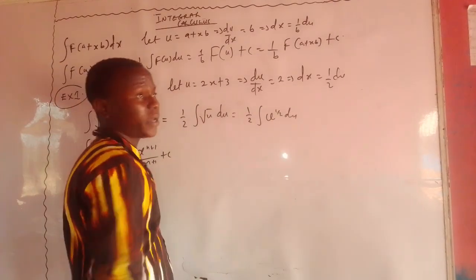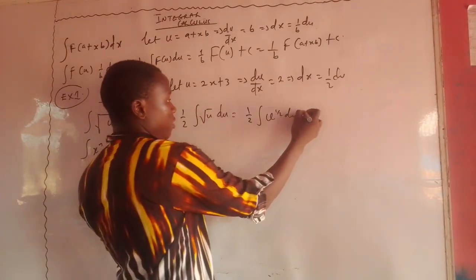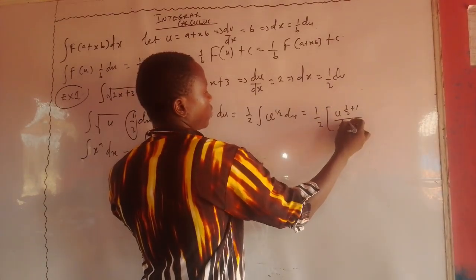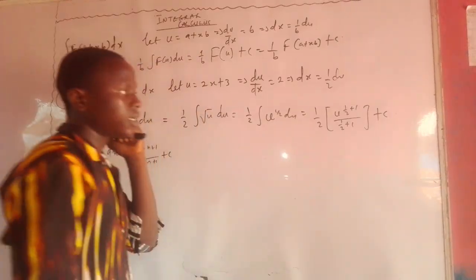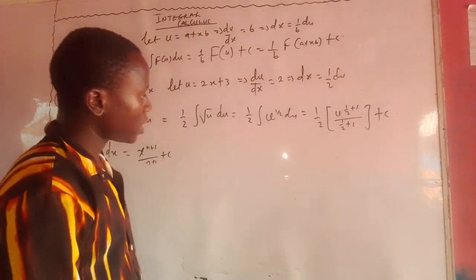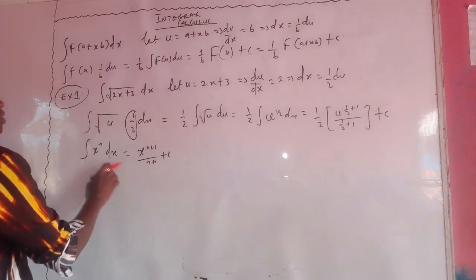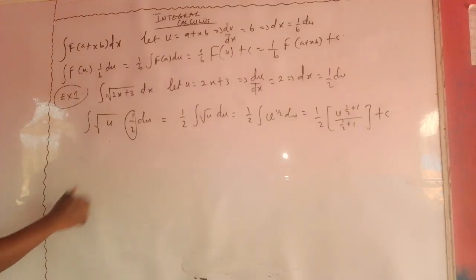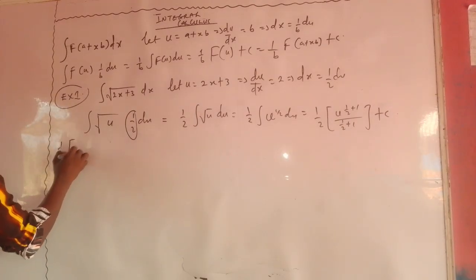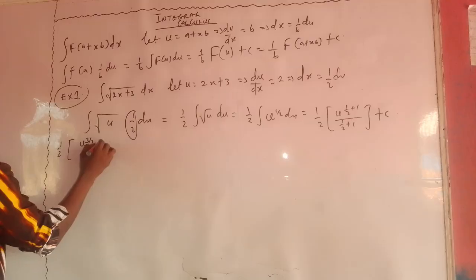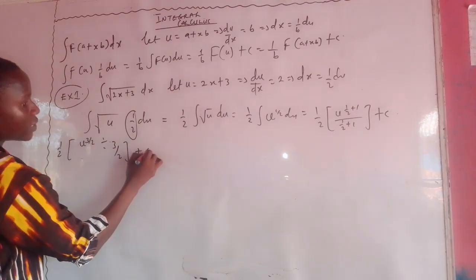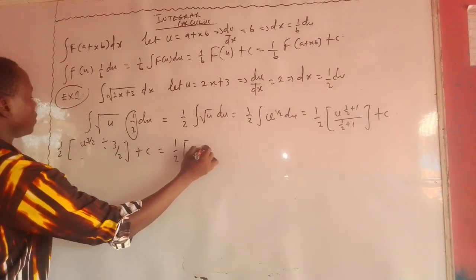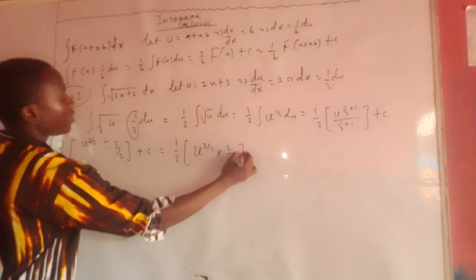So you apply the formula here. You're going to have 1 over 2, then u raised to the power of 1 over 2 plus 1, over 1 over 2 plus 1, plus your constant c. Then 1 over 2 plus 1 should give us 3 over 2. So we have 1 over 2, then u raised to the power of 3 over 2, divided by 3 over 2, plus c. This will give us 1 over 2, then u raised to the power of 3 over 2 multiplied by 2 over 3, plus c.